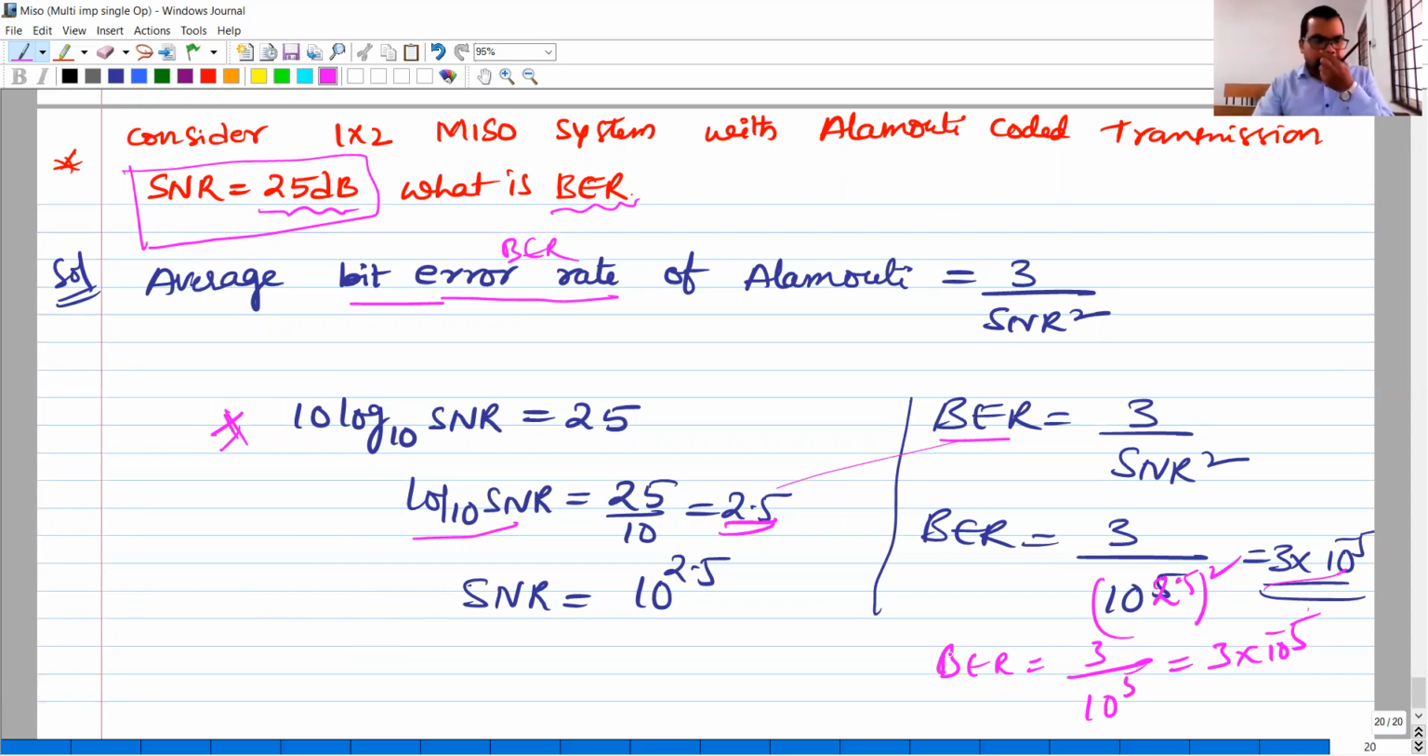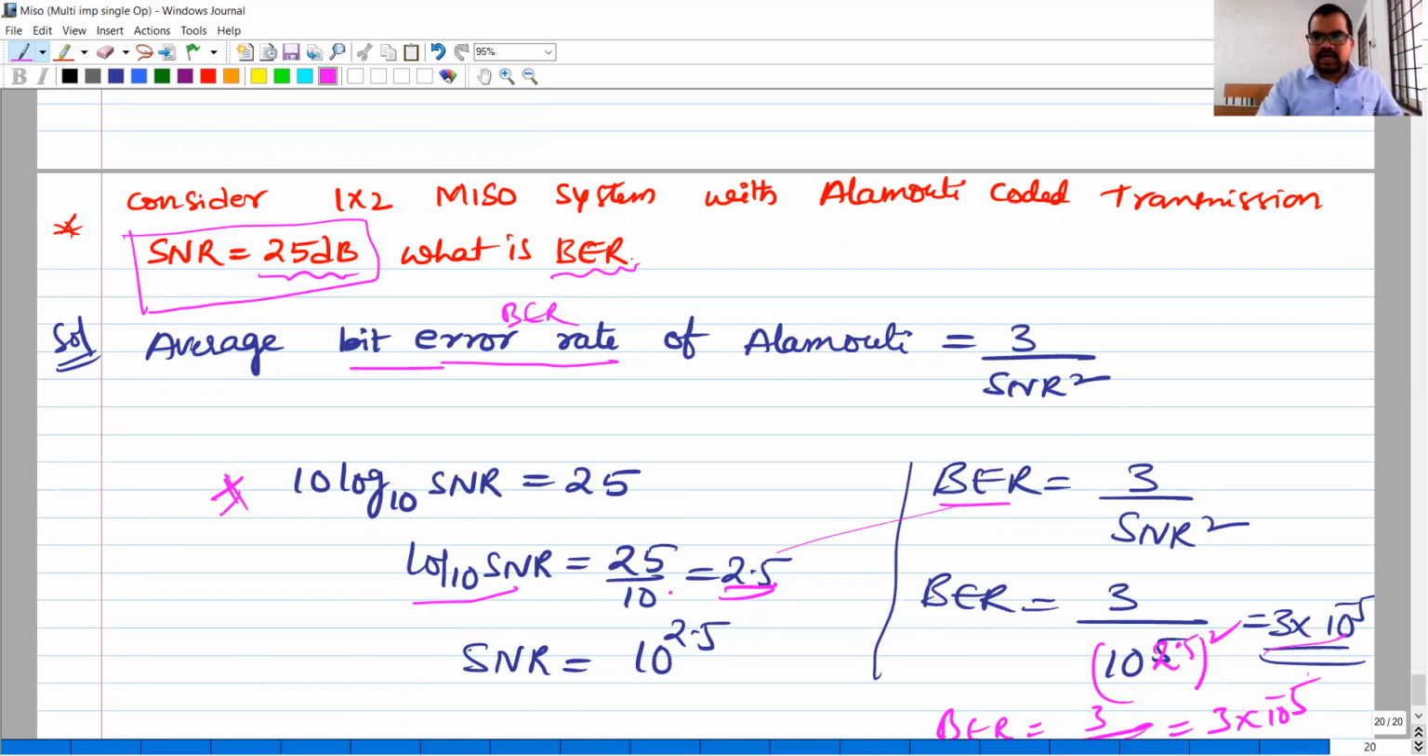Please practice this derivation from the external exam point of view. Don't neglect to practice this derivation. It is a very, very important one.